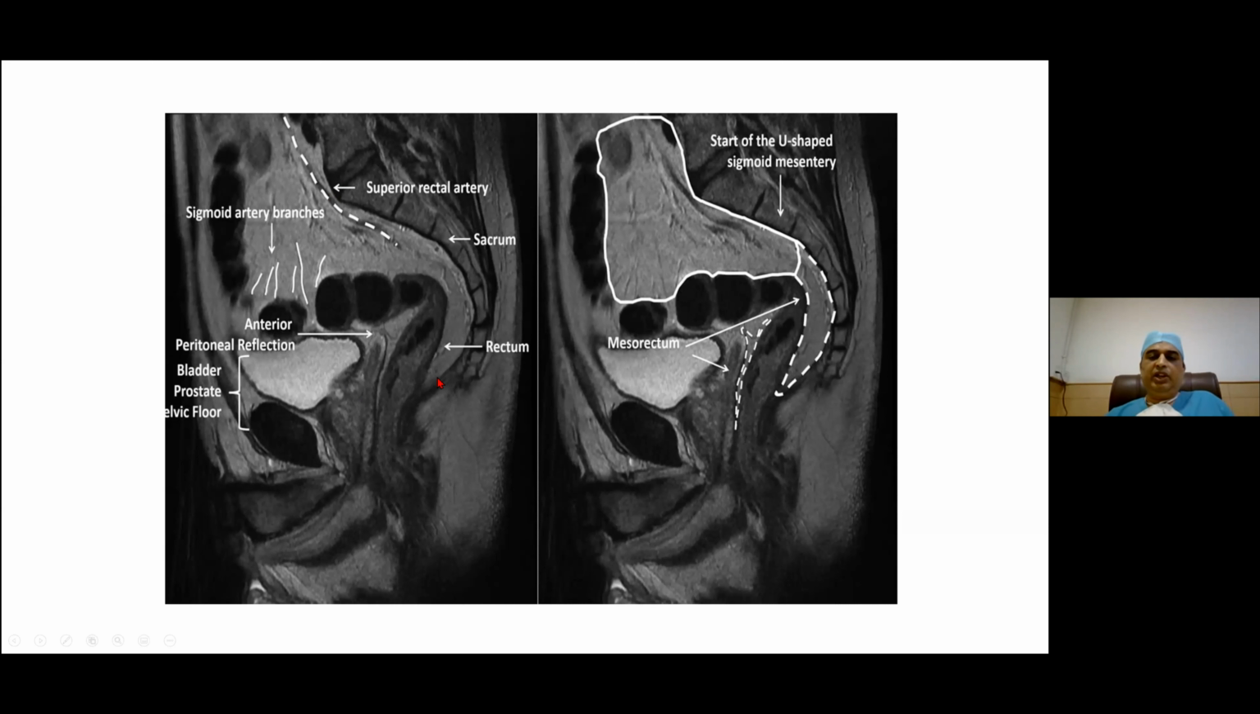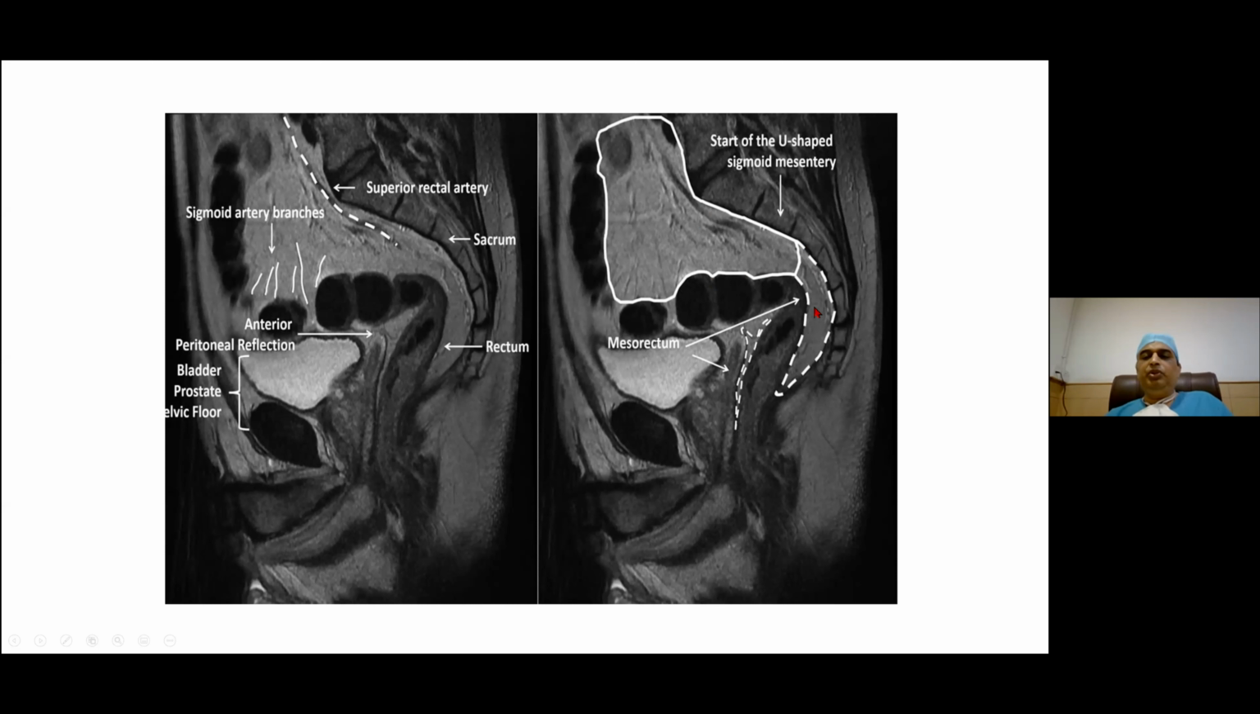You have to identify where the mesorectum is, and where the U-shaped mesentery of the sigmoid starts. So where the mesorectum ends and the U-shaped mesentery of the sigmoid starts, that is the radiological definition of the rectosigmoid junction. Anything above this is to be treated as colonic cancer. Anything below this is to be treated as rectal cancer.